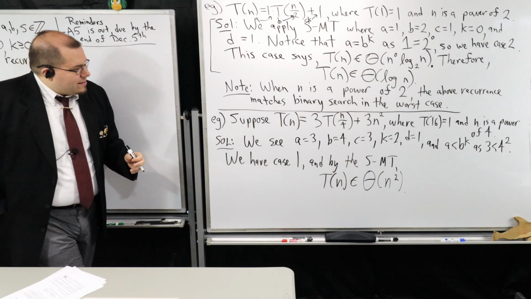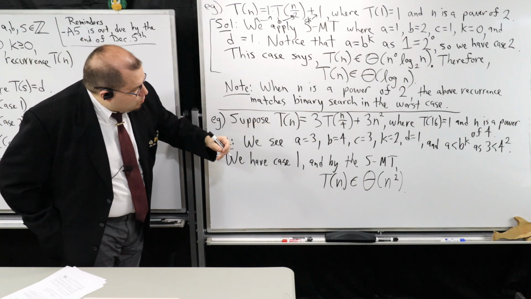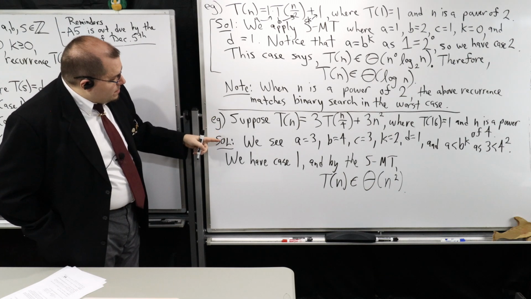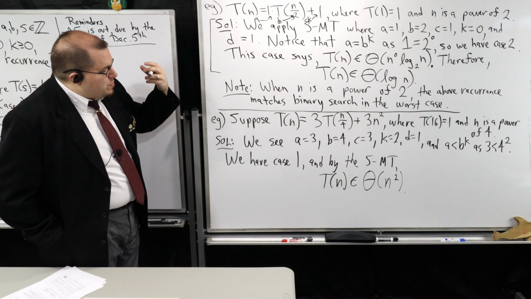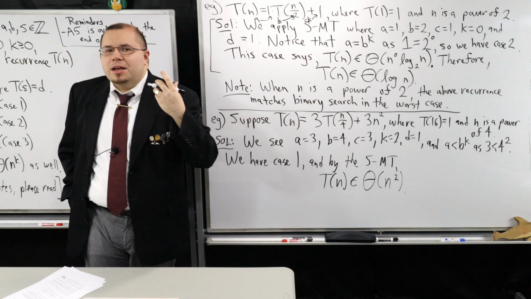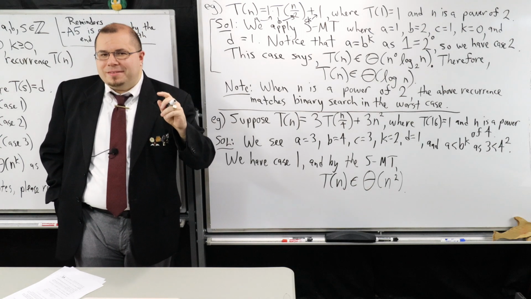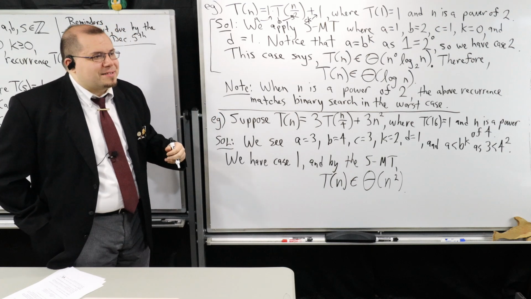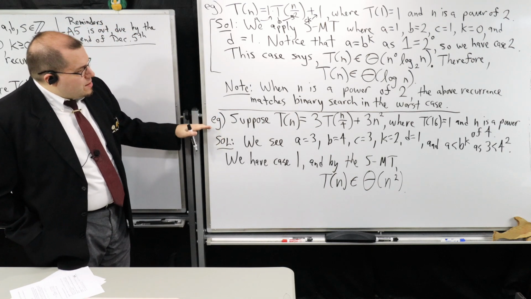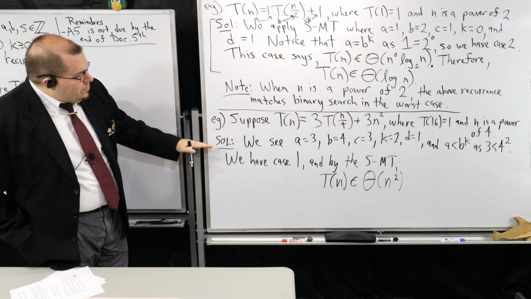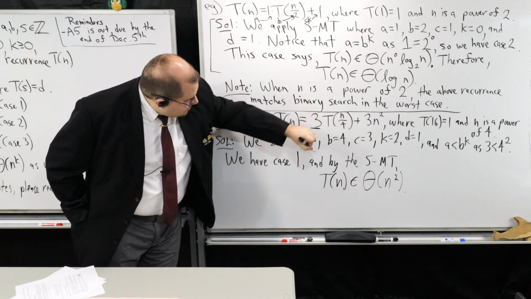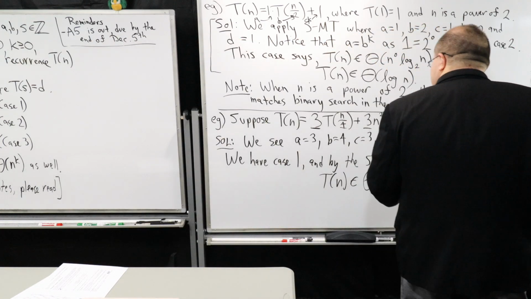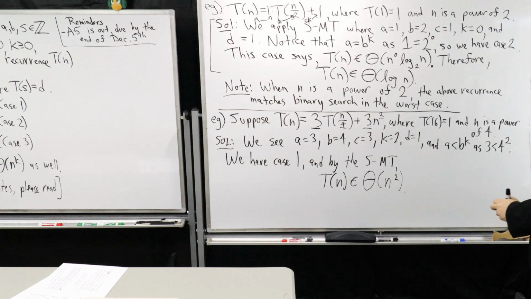Somebody's asking about d. It says d is 1 here in this example. Remember, d is the term that represents the non-recursive work that happens in the base case, which simply means the number of operations that happen in the base case. So in this example, all I do is pick out the constants. a is 3, b is 4, c is 3, k is 2, and d is 1.